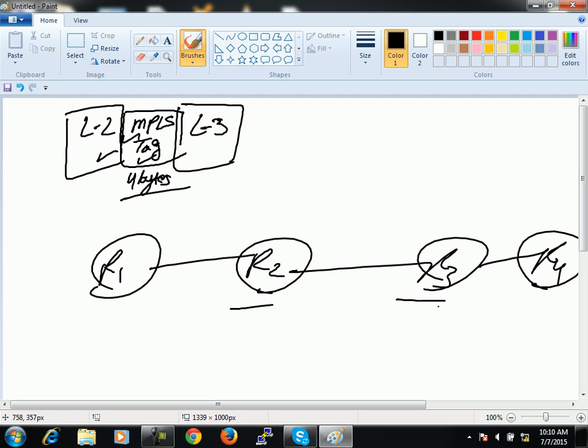Here you can also configure .1Q tunnel. I'll let you know what the uses of that are. But in MPLS you can also configure layer 2 tunnel, because it supports all types of data. That is why its name is MP, multi-protocol. And then further it can support IPv4, IPv6 or whatever it is.